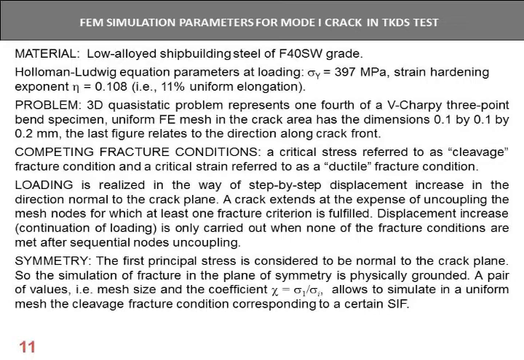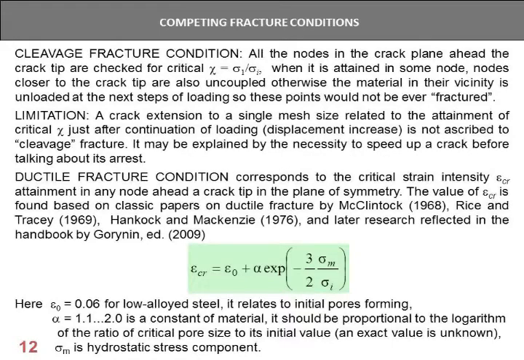A pair of values, the uniform mesh size and the ratio He of the first principal stress to the stress intensity, allows to simulate the cleavage fracture condition corresponding to a certain stress intensity factor. A crack extension to a single mesh size related to the attainment of critical He just after continuation of loading, or to say displacement increase, is not ascribed to cleavage fracture because it is necessary to speed up the crack before talking about its arrest.